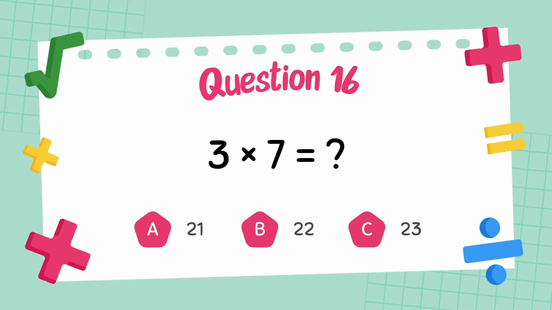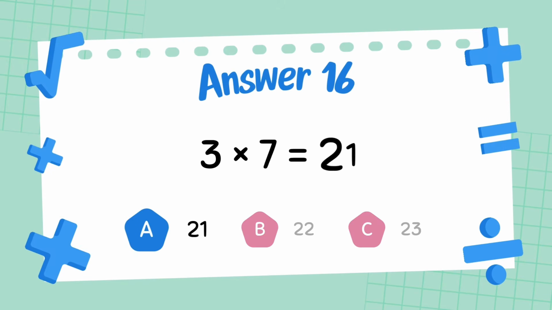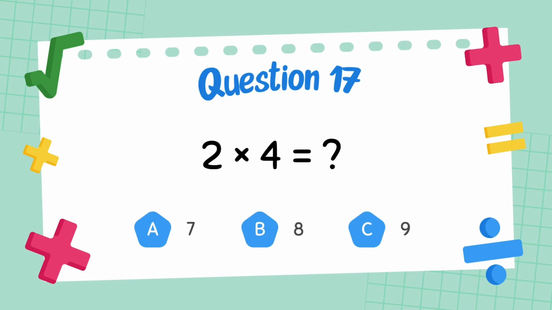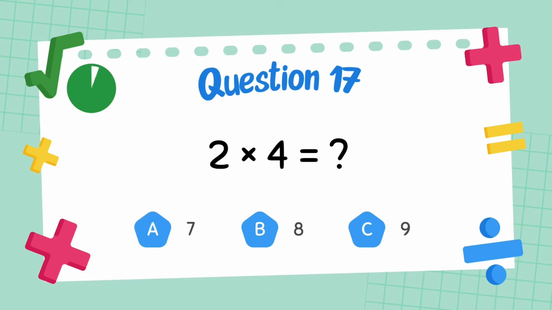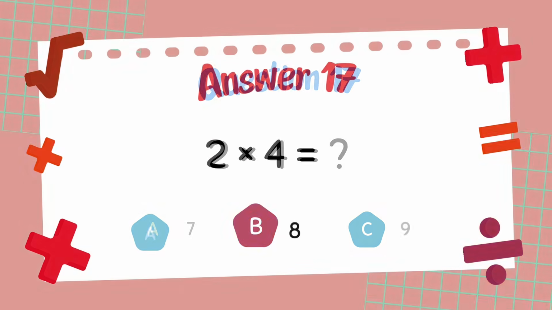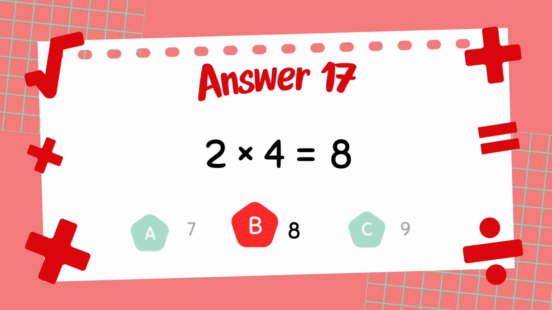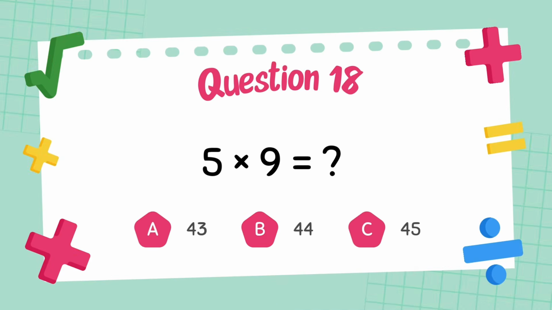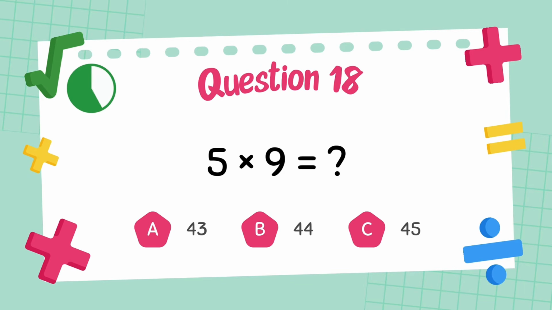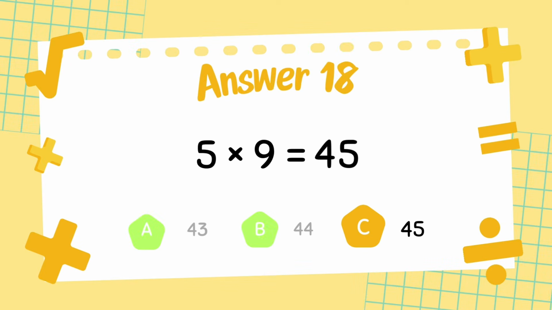What is 3 multiply 7? The answer is 21. What is 2 multiply 4? The answer is 8. What is 5 multiply 9? The answer is 45.